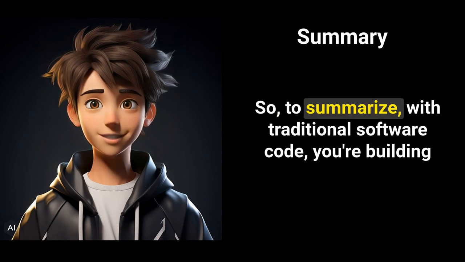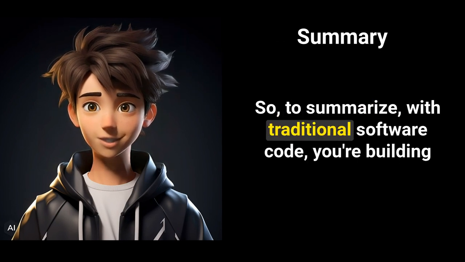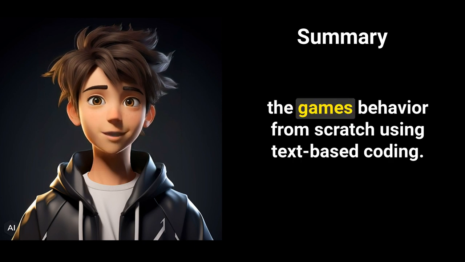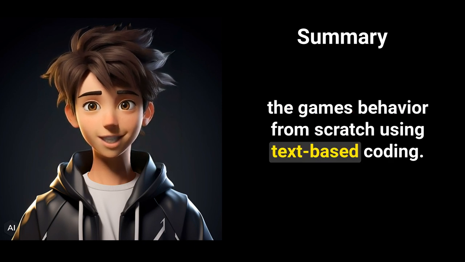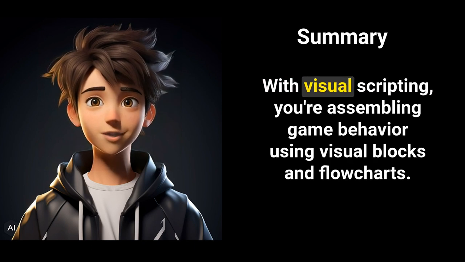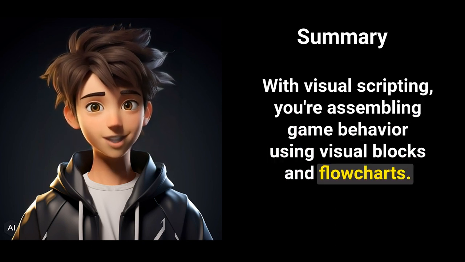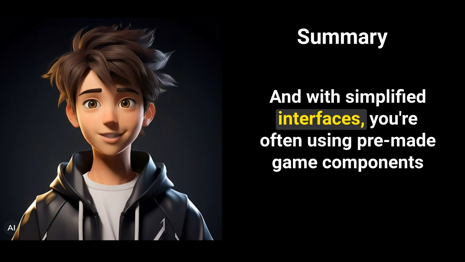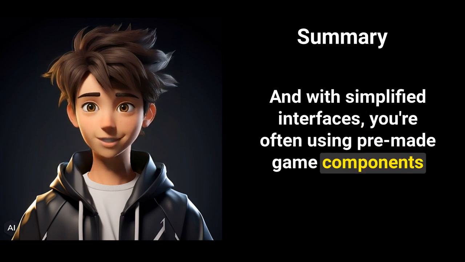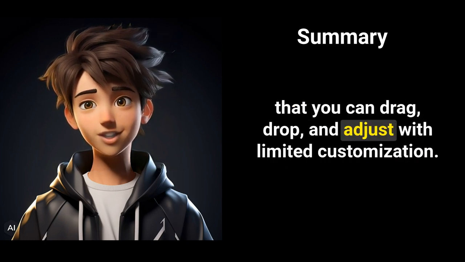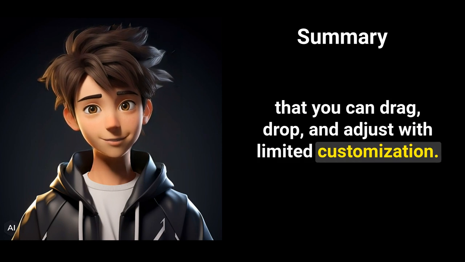So to summarize, with traditional software code, you're building the game's behavior from scratch using text-based coding. With visual scripting, you're assembling game behavior using visual blocks and flowcharts. And with simplified interfaces, you're often using pre-made game components that you can drag, drop, and adjust with limited customization.